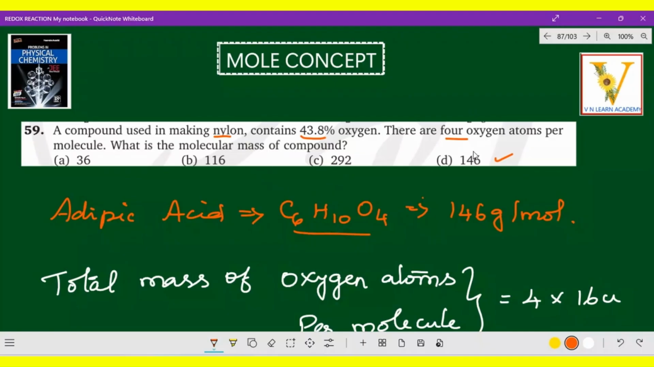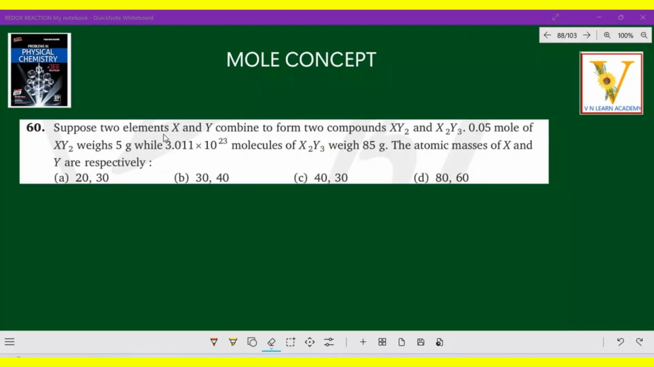Now, which is the correct option? 146 is the correct option, right? Come on, let's go to the next question. Suppose two elements X and Y combine to form two compounds XY2 and X2Y3. 0.05 mole of XY2 weighs 5 gram, while 3.011 into 10 to the power of 23 molecules of X2Y3 weighs 85 gram. Atomic masses of X and Y respectively.